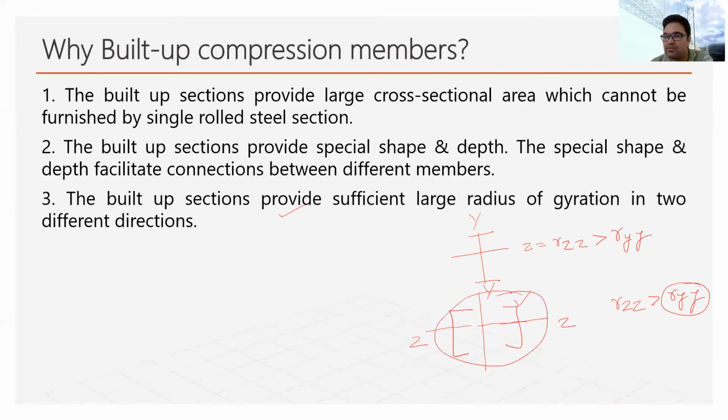Now how do we equate this value with this one? By adjusting the distance between these components. So basically a built-up section can have radius of gyration along both the axes the same, simply by adjusting the distance between these two sections. So ultimately, to equate the values of RZZ and RYY, we simply calculate the distance at which we will have RYY and RZZ equal.